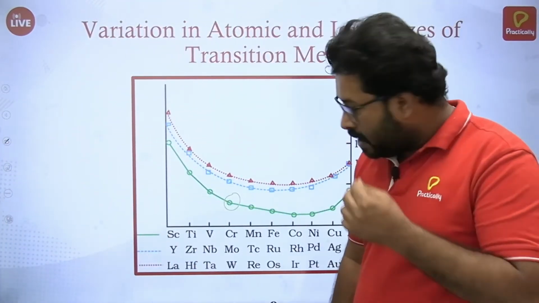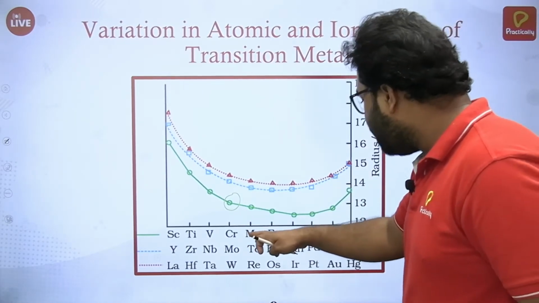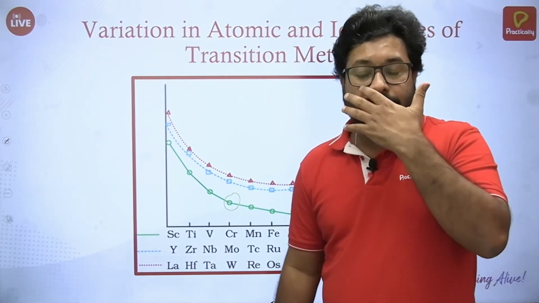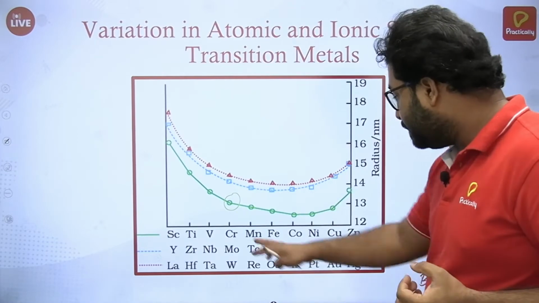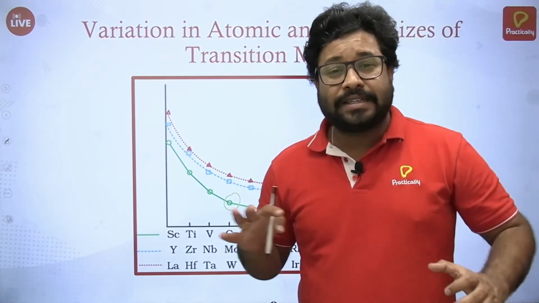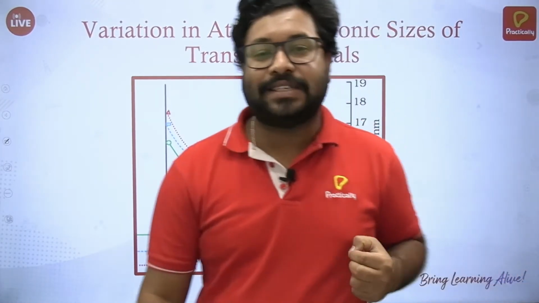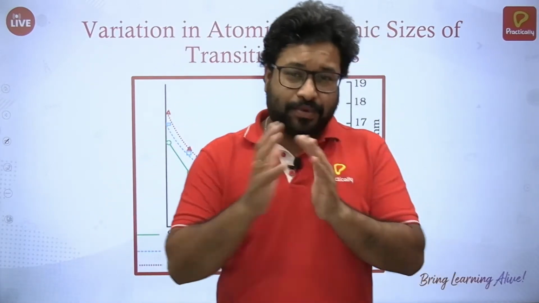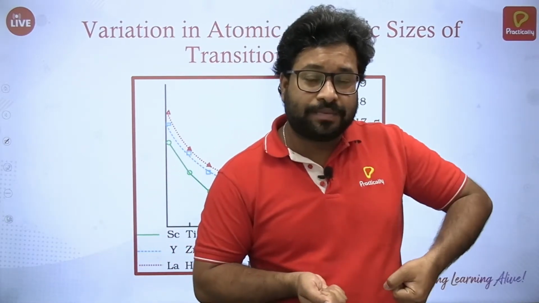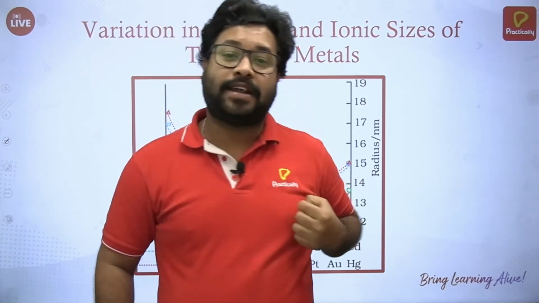Now as you go from chromium to zinc via manganese, iron, cobalt, nickel, copper, what do you observe? That size is practically constant. The size here, as you go from chromium to copper, is practically constant. It doesn't change significantly. Why? Well, that's where the catch is. I just told you, when you go from left to right, the nuclear charge increases. When the nuclear charge increases, it pulls the shell inwards, because of which the size decreases. But there is another factor here.